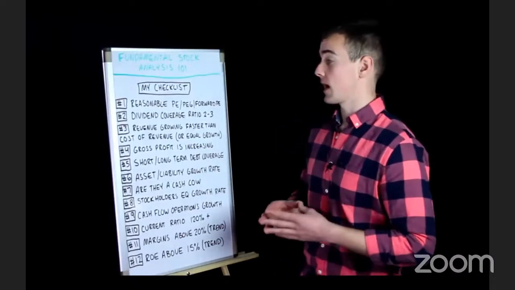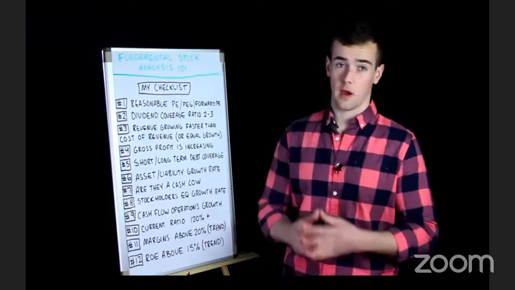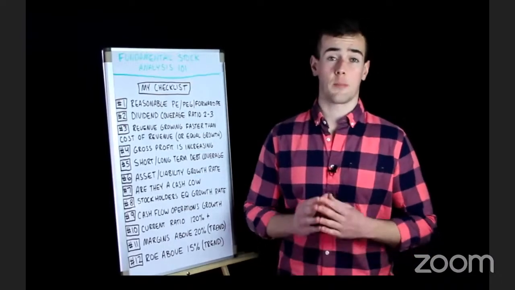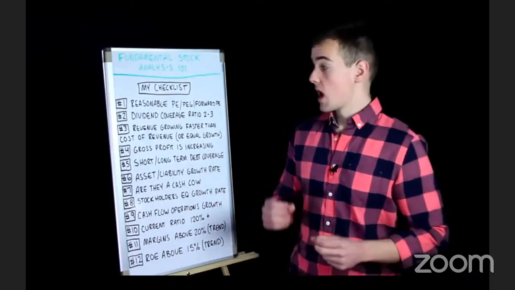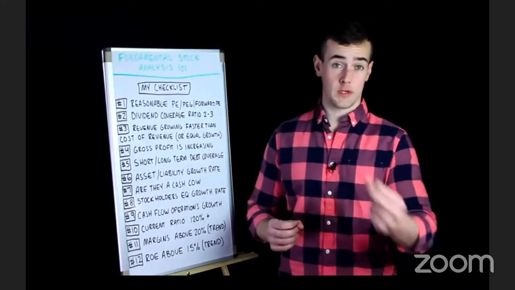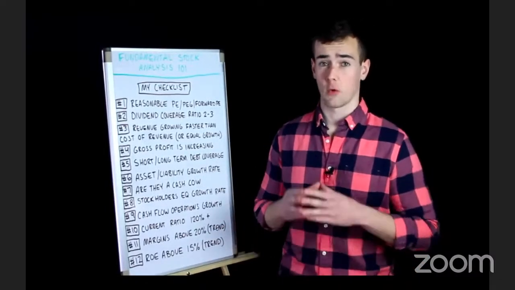Number three, I look at the revenue growth. I want to see that revenue is growing faster than the cost of revenue, or at the very least, they are keeping up with each other, and revenue growth is equal to the growth of the cost of revenue. Number four, I want to see gross profit is increasing, especially if this is a growth stock. I want to see double-digit growth of the gross profit year over year.